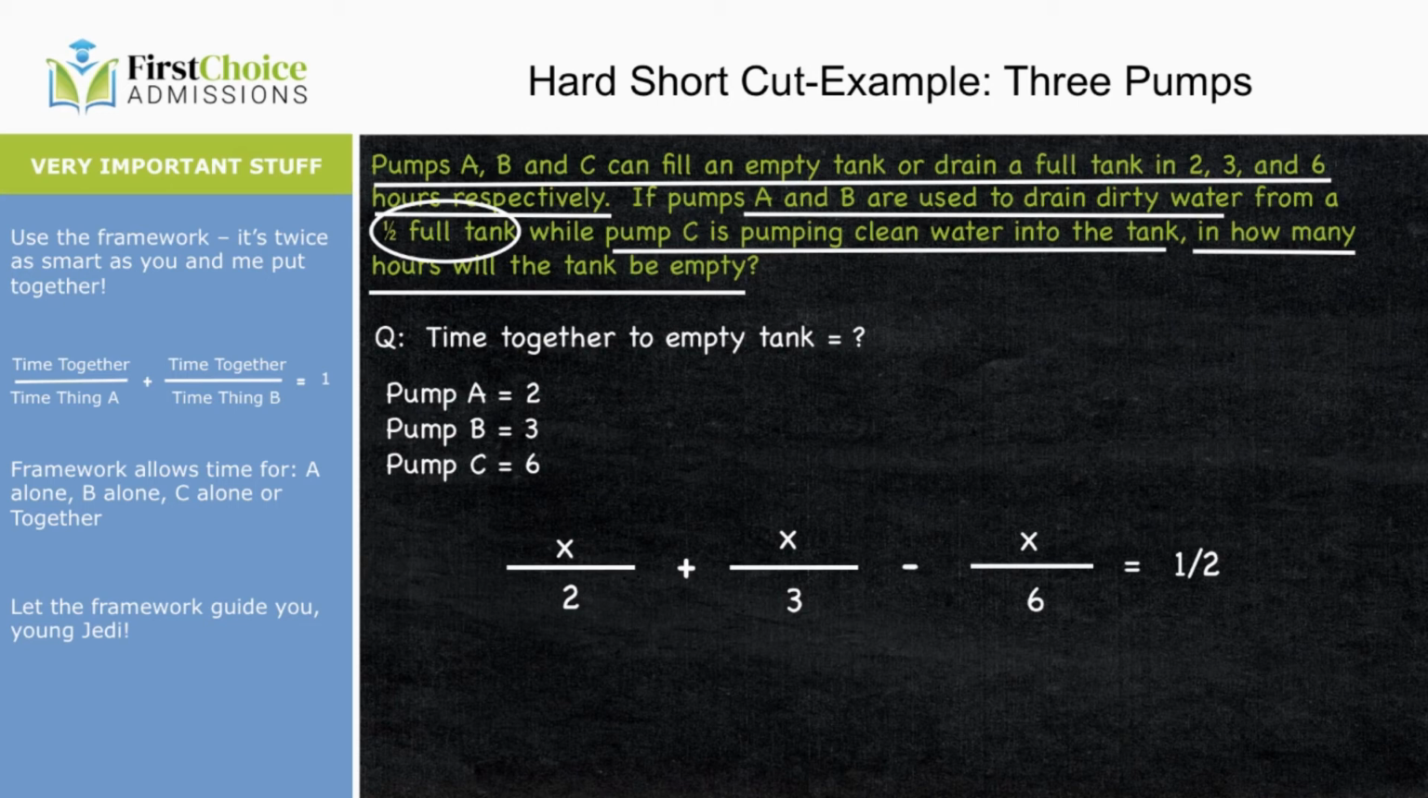And just like that, with a little aid from the excellent shortcut framework, we were able to put together this pretty tricky equation. All right, now all that's left to do is multiply through by the common denominator, which is 6, do our fancy crossing off, and arrive at an equation. 3x plus 2x minus x equals 3, 4x equals 3, x must equal 3/4. Very well done.